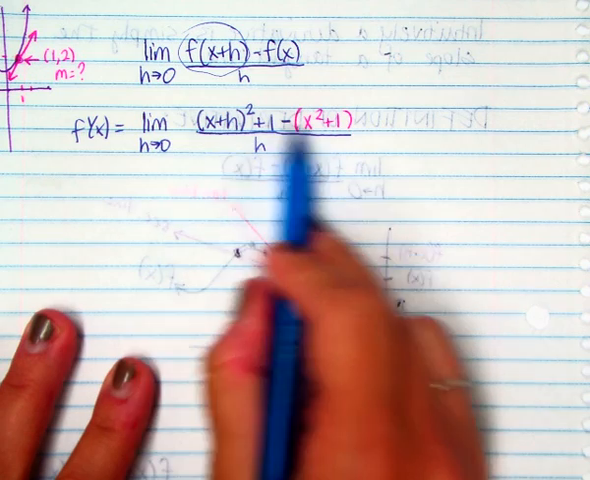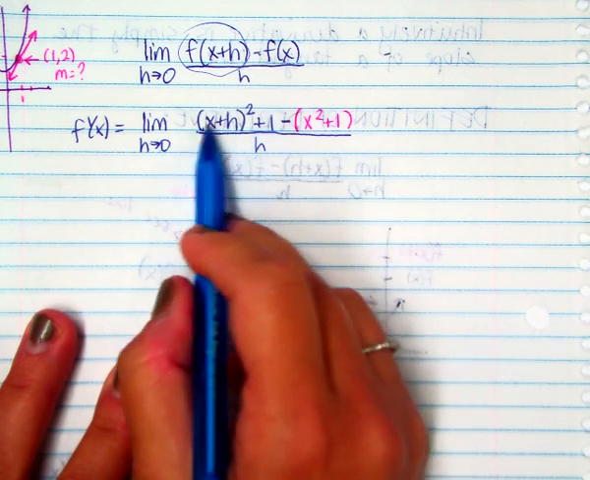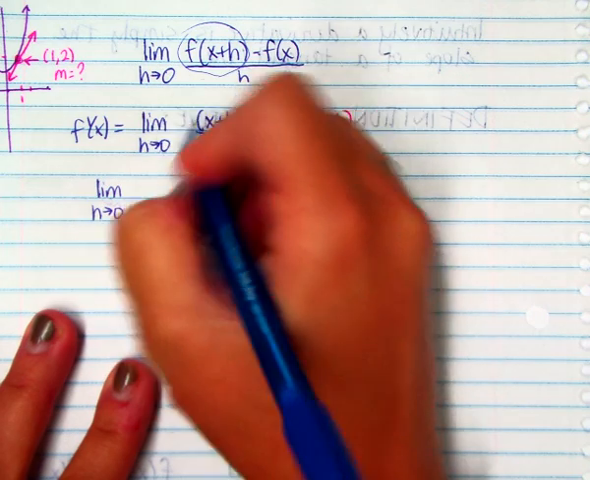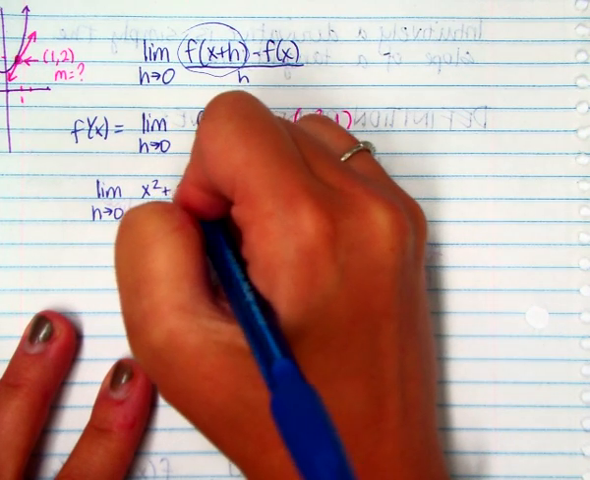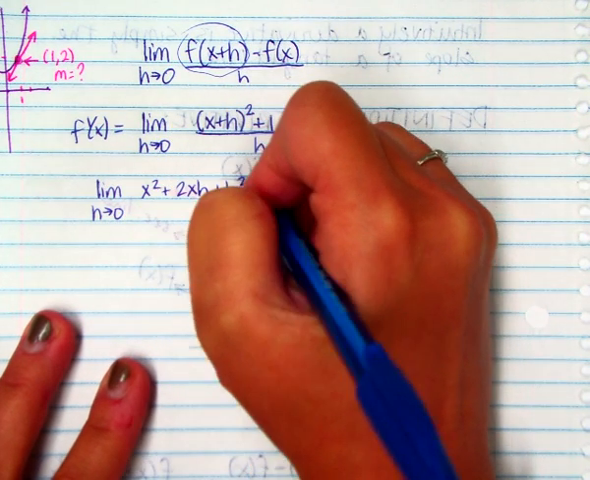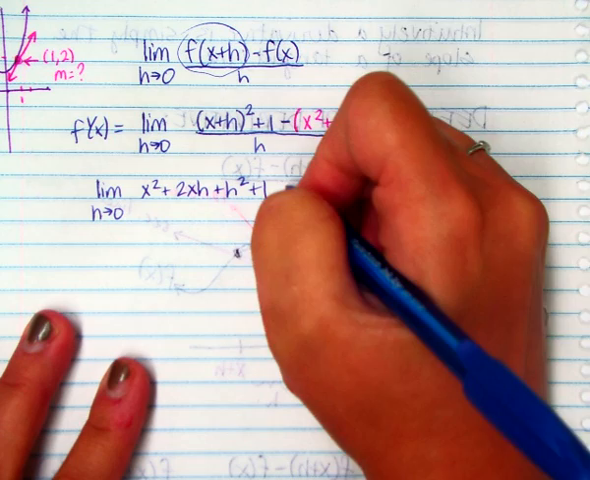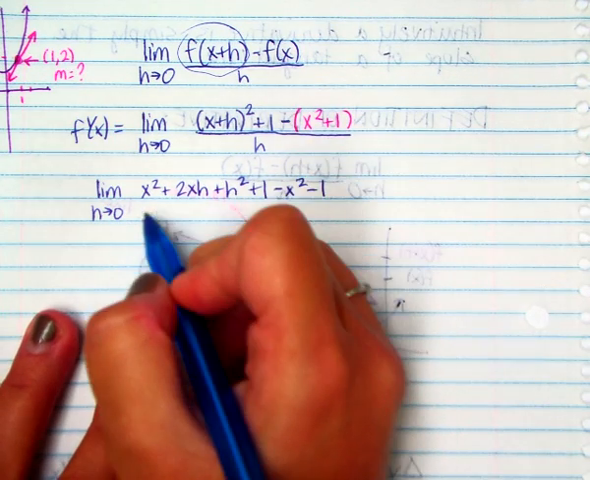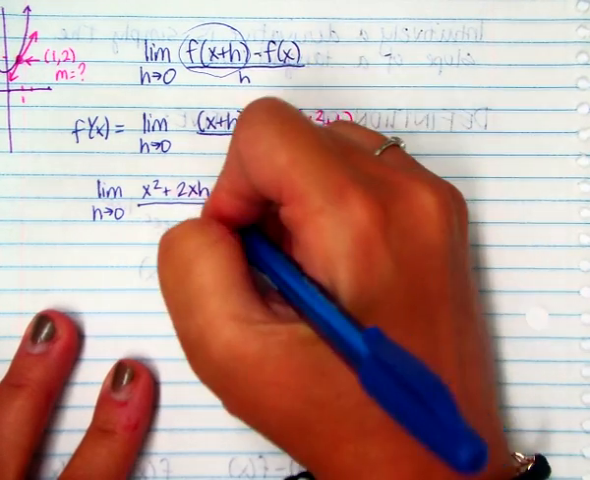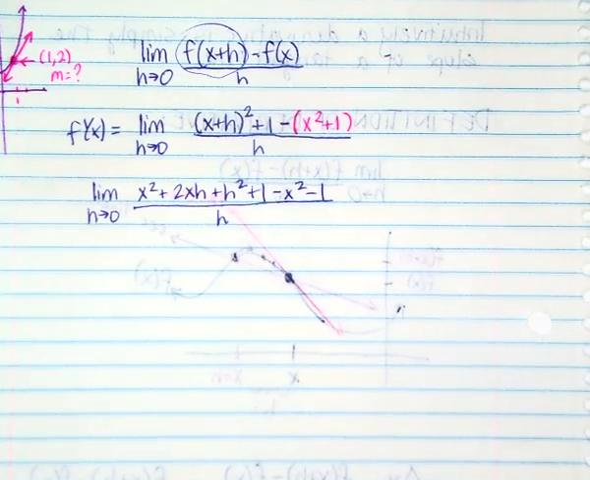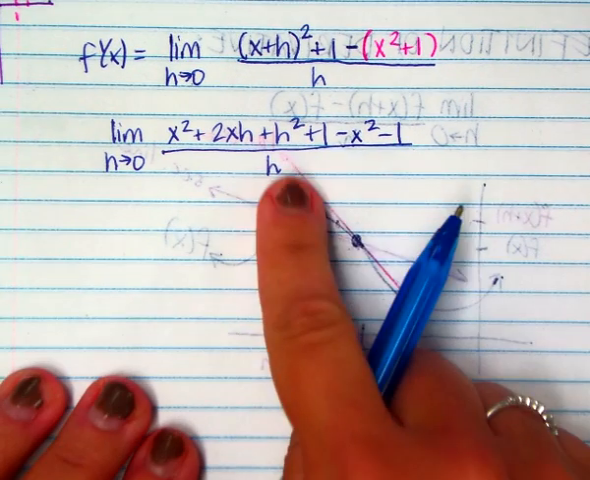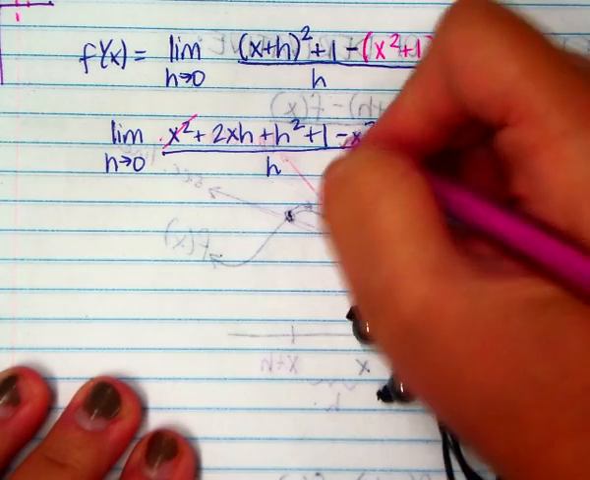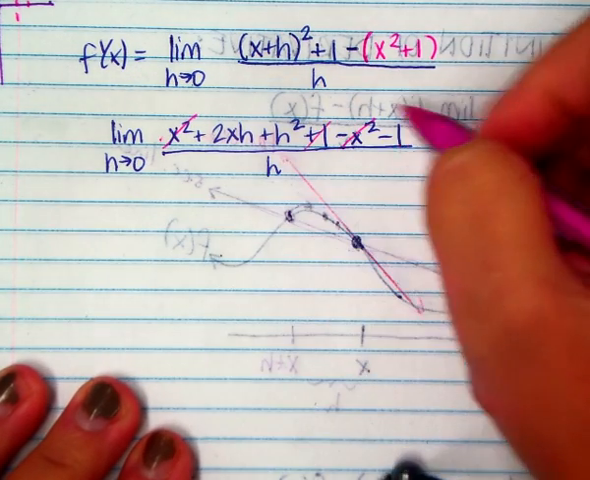So I'm going to go ahead and actually square this out. Make sure that you FOIL that. When you FOIL that, you get x squared plus 2xh plus h squared plus 1, and then I'm going to apply my subtractions here, all over h. And now you should see some good things starting to happen. I should be able to take this expression here and cancel things out. For example, the x squareds cancel. The plus 1 and the minus 1 cancel.